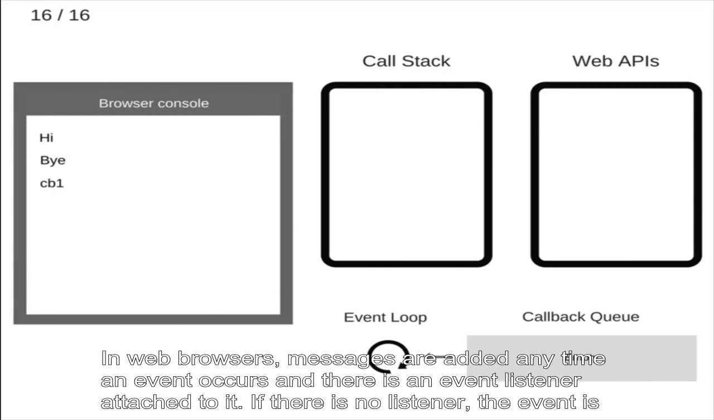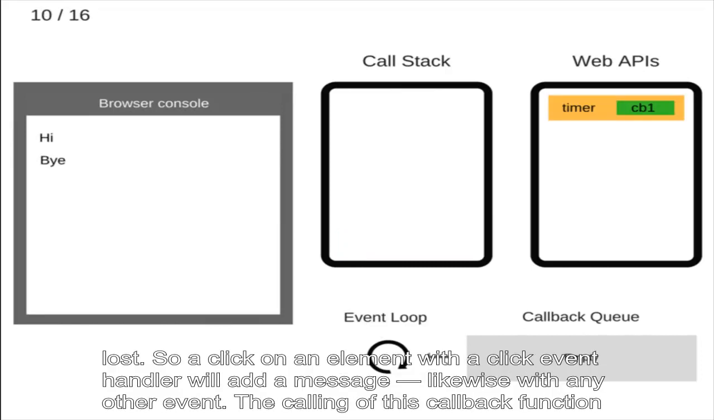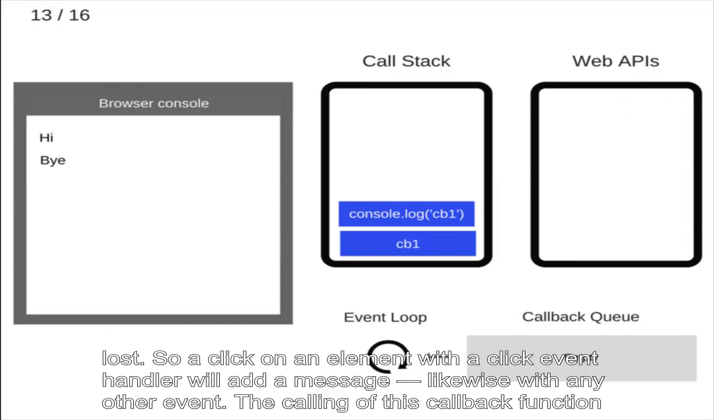In web browsers, messages are added anytime an event occurs and there is an event listener attached to it. If there is no listener, the event is lost. So a click on an element with a click event handler will add a message, likewise with any other event.